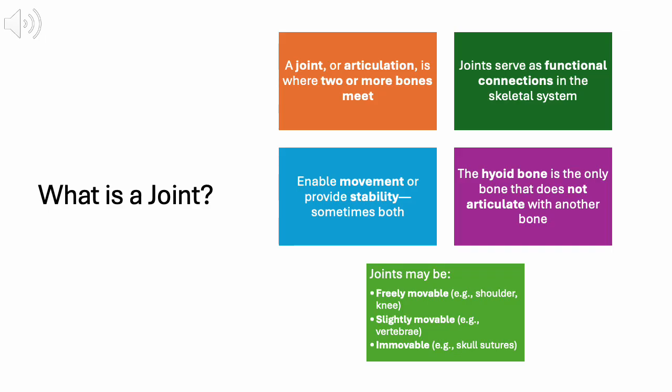Joints serve two primary roles. First, they enable movement, which is especially obvious in places like the elbow, shoulder, or knee. Second, some joints are designed for stability, like the sutures in the skull, which lock bones together and prevent movement.